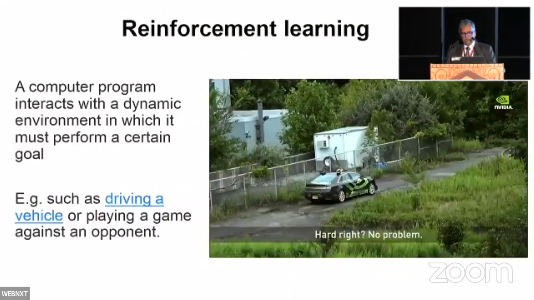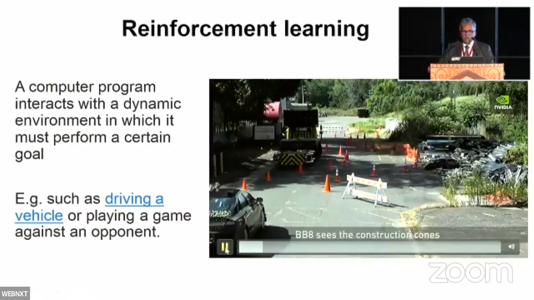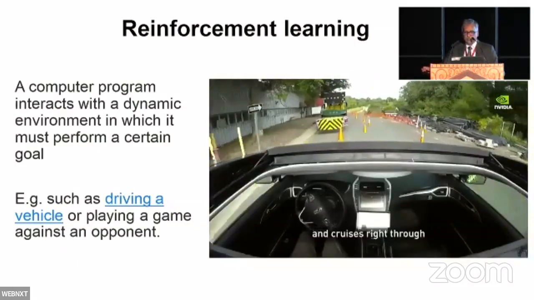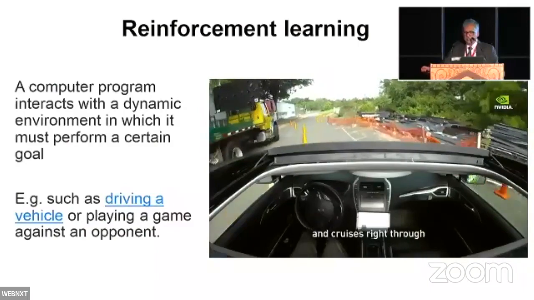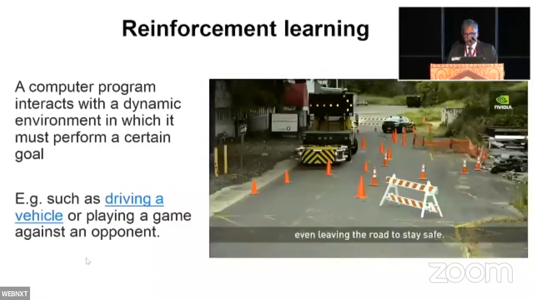Now, the third type is called reinforced learning. A computer program interacts with a dynamic environment in which it must perform a certain goal. All of you know about the Tesla car. So you have a dynamic environment in which the Tesla car is driven using artificial intelligence, and this is reinforced learning.